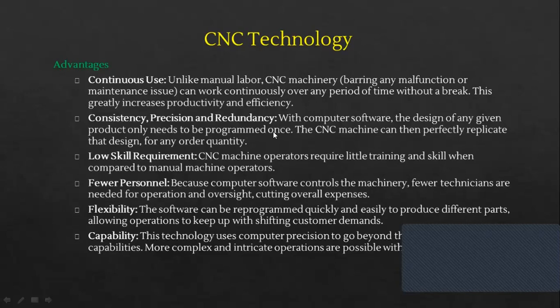And then consistency, precision, and redundancy. With computer software, the design of any given product only needs to be programmed once. The CNC machine can then perfectly replicate that design for any order quantity. So there is consistency. What do you mean by consistency?